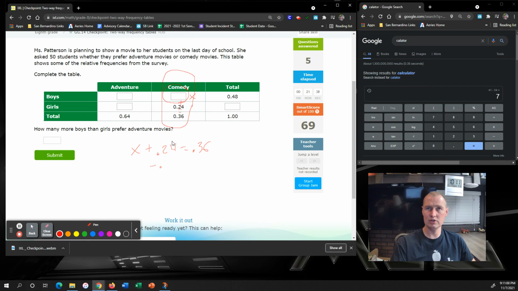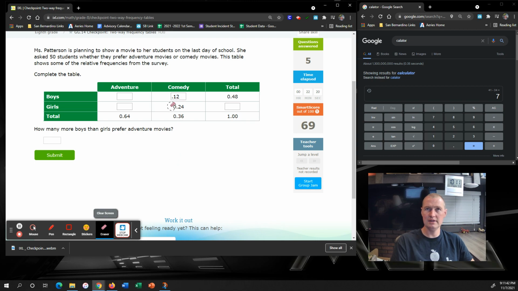All right, subtract 0.24 from both sides. We have X equals 0.36 minus 0.24. That actually sounds familiar. 36 and 24 are multiples of 12. So that's going to be 12, because look, 6 minus 4 is your 2, and 3 minus 1 is your 1. Line up the decimals. 0.12. So we got 0.12 on your comedy. Nice. Clear the screen.